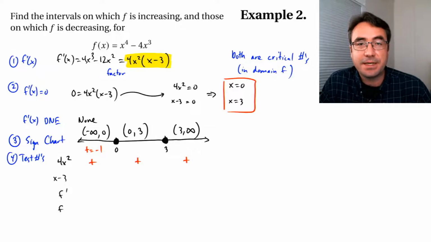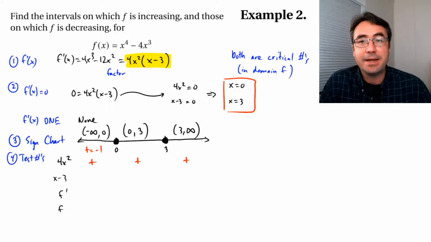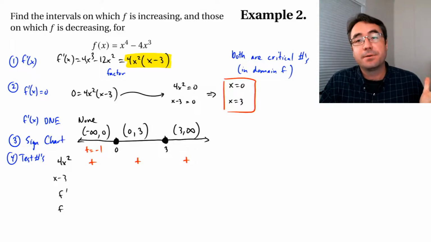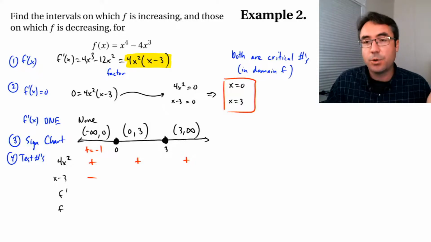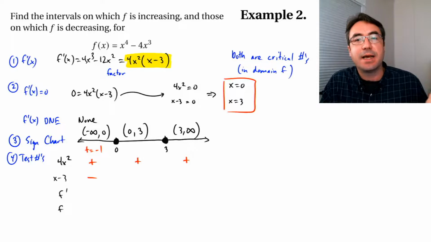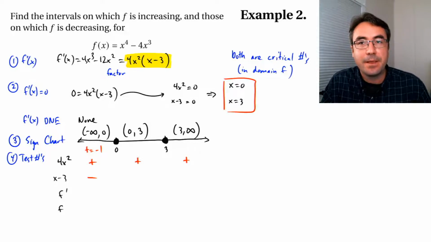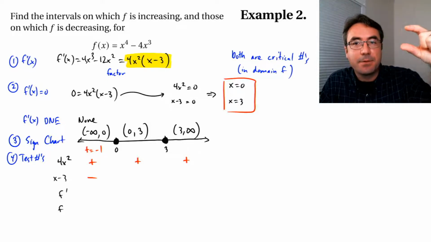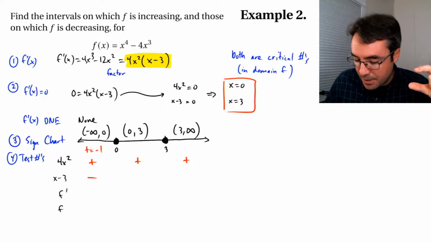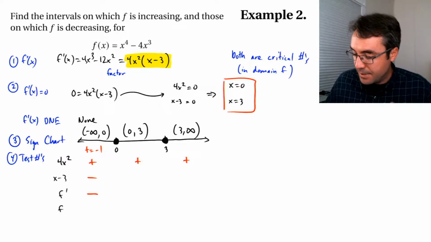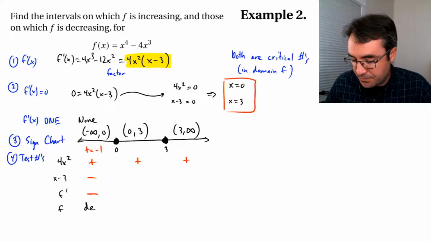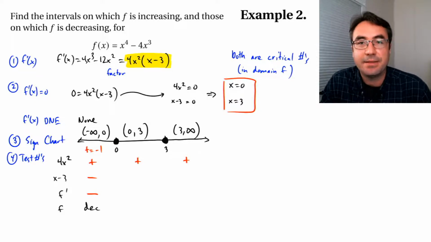So let's plug the test number into x minus 3. We get -1 minus 3. It's -4. So it's negative. We don't really care about the number. We care about the sign, so negative. And so when we take a positive number, multiply it with a negative number, the result is negative. And that tells us the original function then is decreasing on that interval.